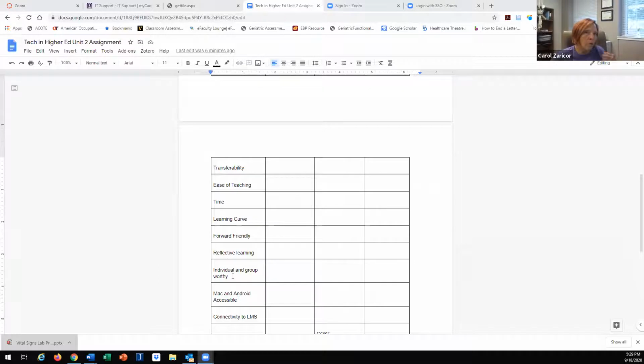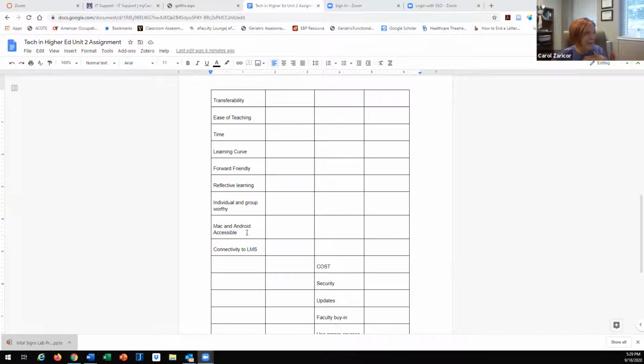Can it work for, I have some students that would prefer to work individually, where I have other students that prefer to work in a group, and Google Docs is really good about that. You can have separate docs that some people can do individually. You can give them individual pieces of the assignment to do. So I really like that aspect of it too.